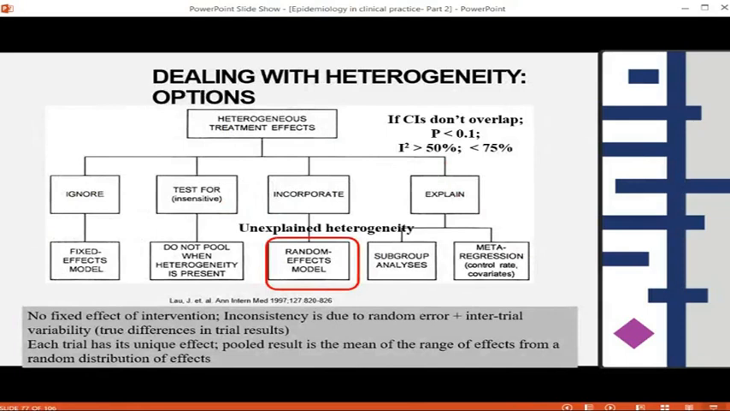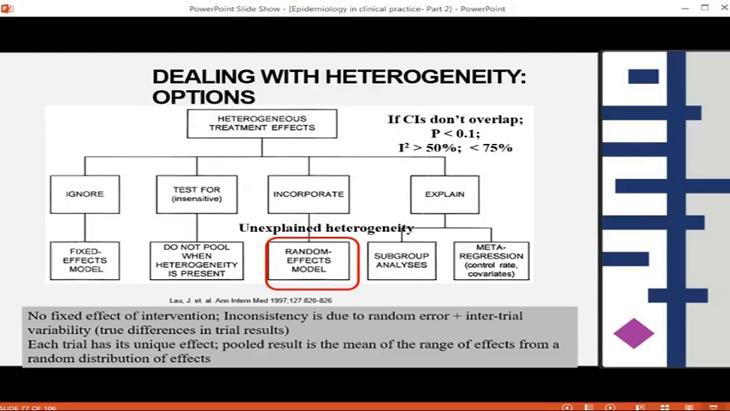Then you change the way you think about the whole thing. You don't say the drug works in a fixed way and that the inconsistency is only random error, but you say each trial seems to have a different effect. The overall differences in the studies are not just random error, but also true differences in the trials. So we can't assume that the drug is working the same way, because our p-values and our I-square tell us there is certainly more than just chance playing here, right?